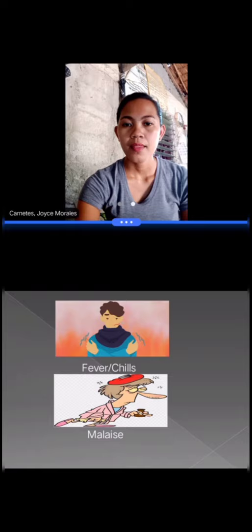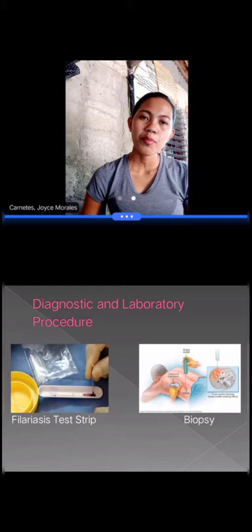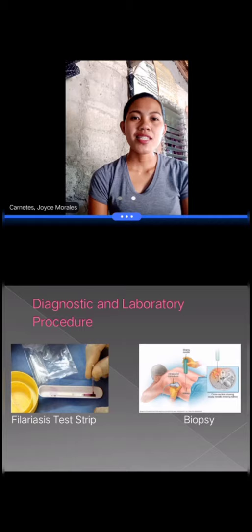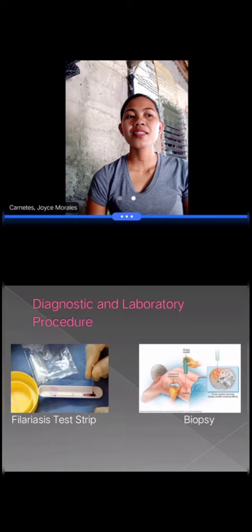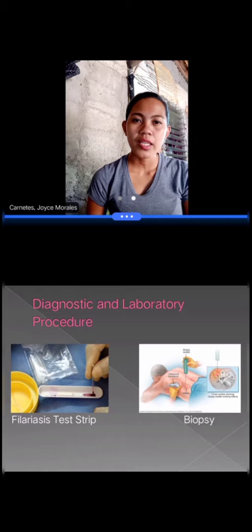The diagnostic and laboratory procedures for elephantiasis: first is the filariasis test strip. It is a rapid diagnostic tool used for the qualitative detection of the Wuchereria bancrofti antigen in a human blood sample, collected by a finger prick. The test is relatively simple to use. Adequate training is necessary to reduce inter-observer variability and misreading of the strip.